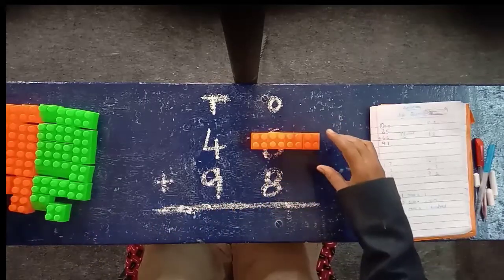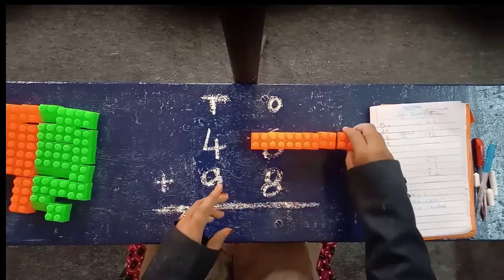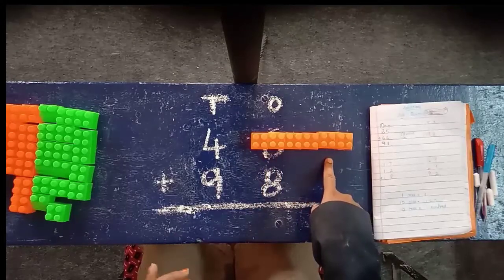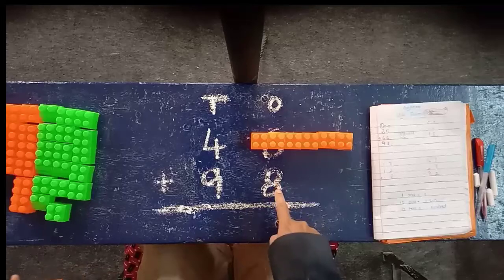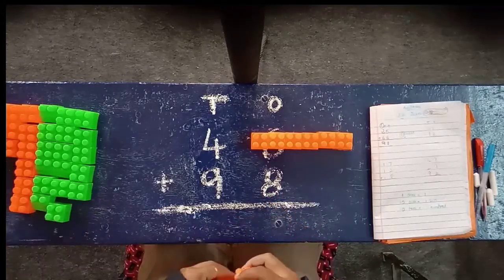3, 4. So 5, 6 boxes, children. First number, 6 boxes I arranged here. 6 blocks. Now, come on, in the ones also, second number ones is 8. Come on, let me arrange the 8 here.